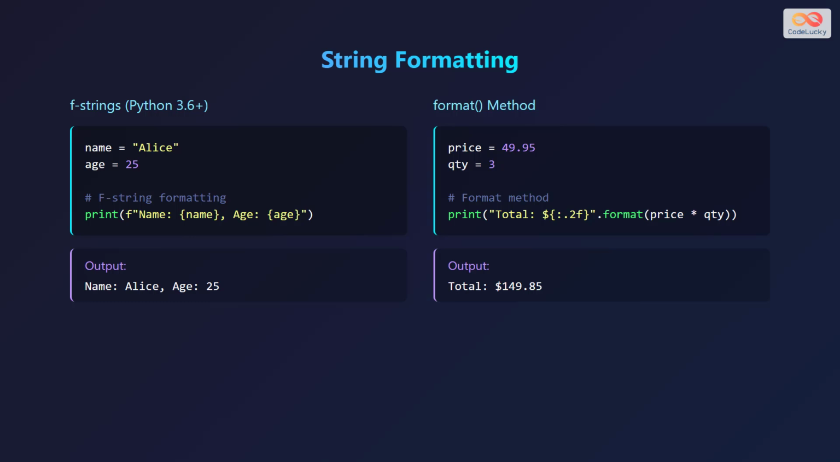As a result, the first example prints the name Alice and age 25. And the second example calculates the total amount by multiplying price 49.95 and quantity 3. And the total comes out to be $149.85.